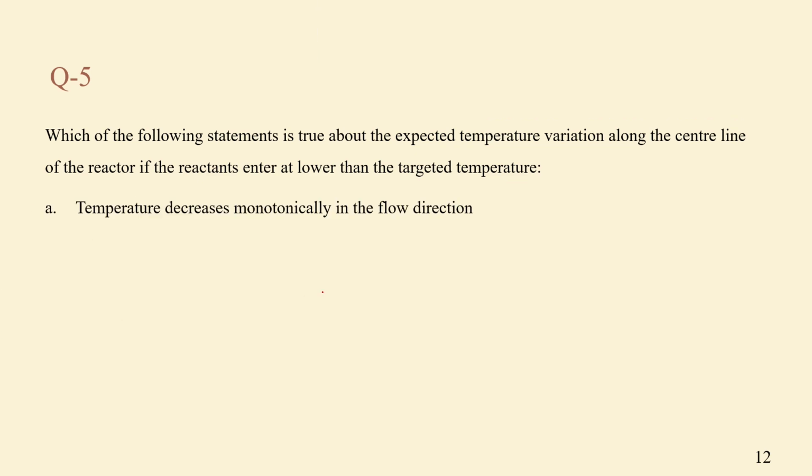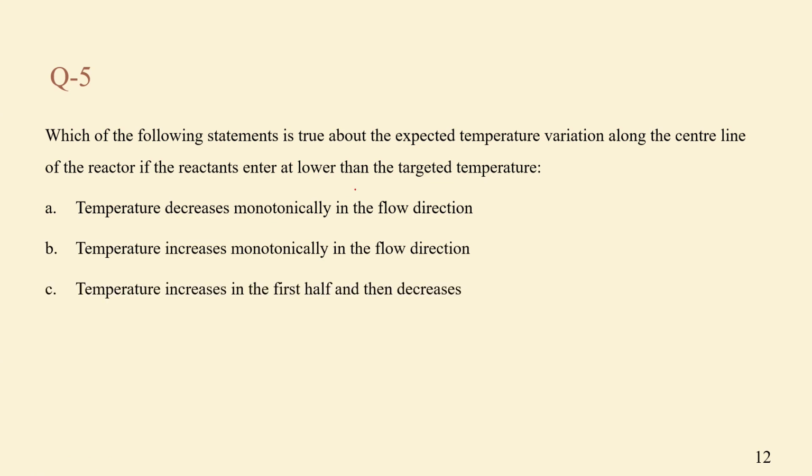Option A, temperature decreases monotonically in the flow direction. Option B, temperature increases monotonically in the flow direction. Option C, temperature increases in the first half and then decreases. Option D, temperature increases up to plane C and then remains constant.